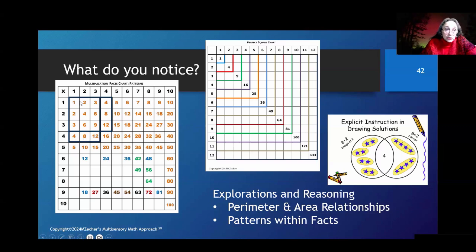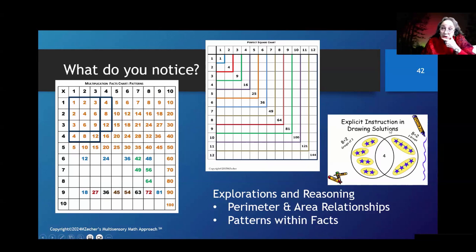And students can use the multiplication chart for doing area and perimeter. Here, as I said before, is our square number chart based on our multiplication chart, and we can find the area and the perimeter of squares, and then discern and discover the formula for area and perimeter of squares.